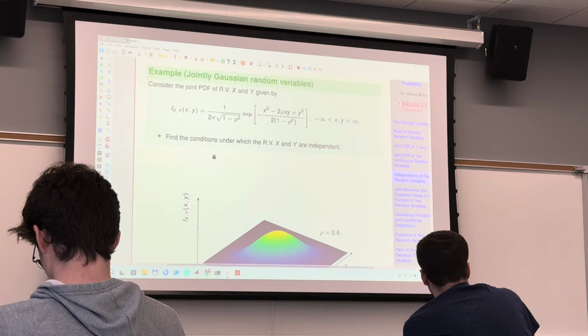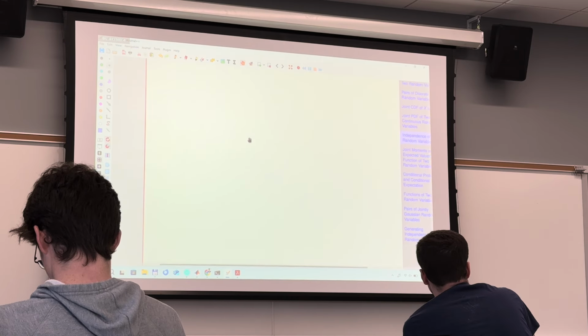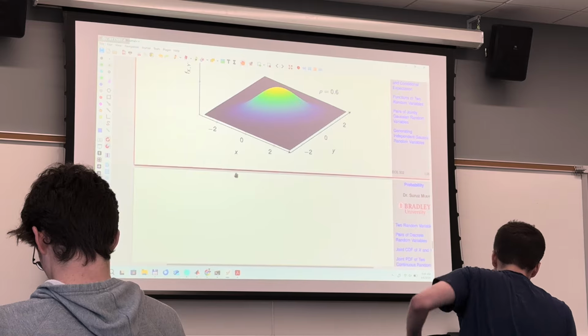The question here is to find the condition under which random variables x and y are independent. I will write down the conditions. I will give you a 5 minute break. Let's take a 5 minute break and then we come back.